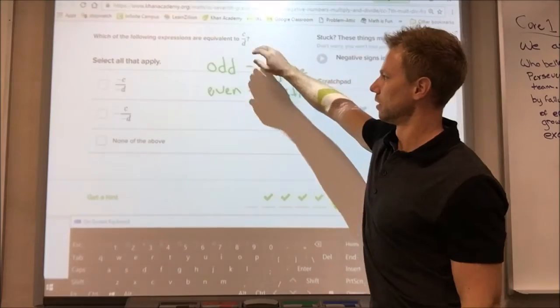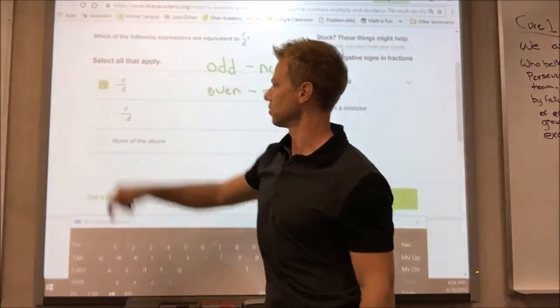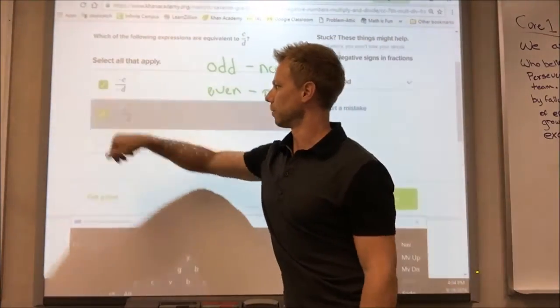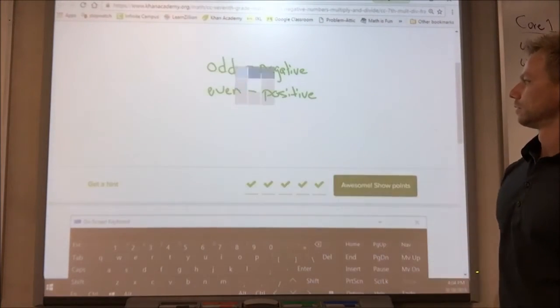Okay, here we don't have any. It's positive. This has 2, which is even. It's going to be positive as well, so it matches. This one has 2, which is even. It's going to become positive and matches again.